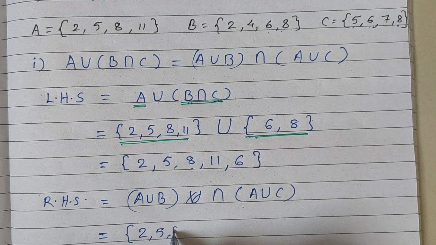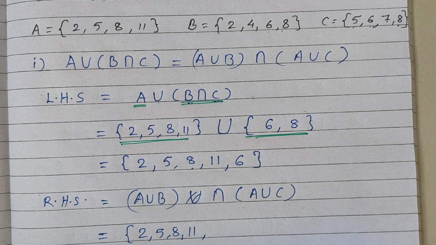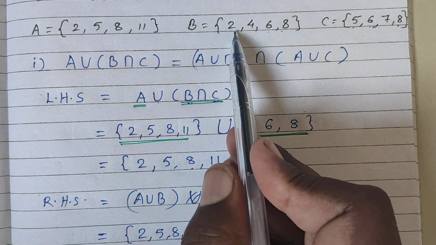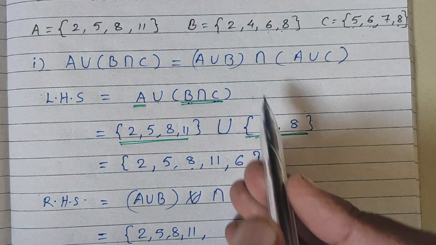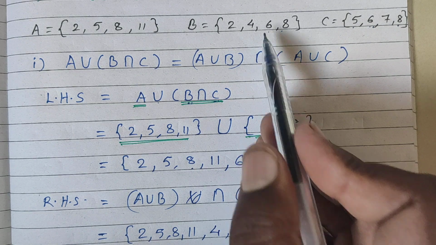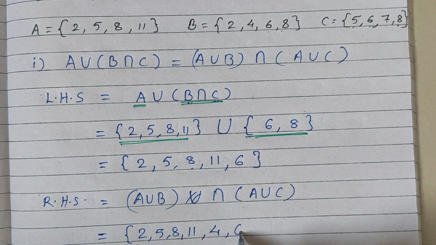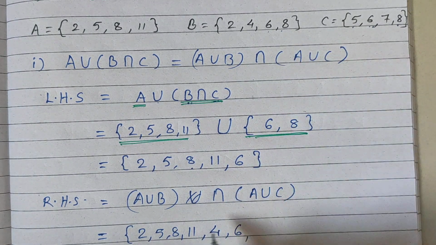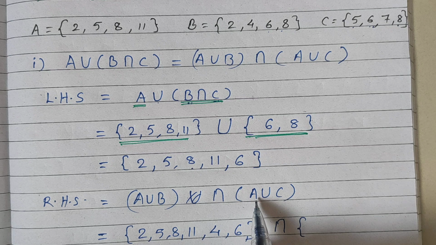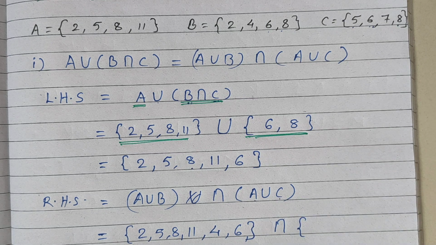2, 5, 8, 11. This is our A set. While writing the B set, no repetition should be allowed. So 2 is already there. 4, let us write 4. 6, so we will write 6 and 8. 8 is already there, so we will not write it again. Its intersection with A union C.